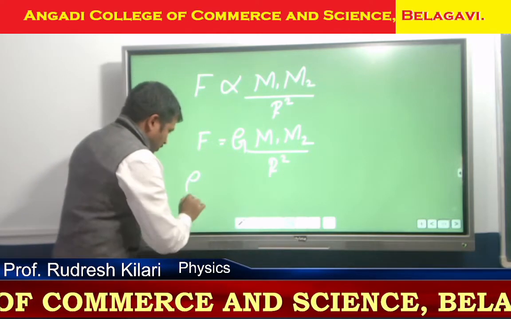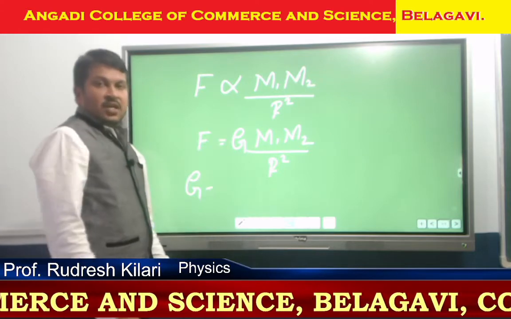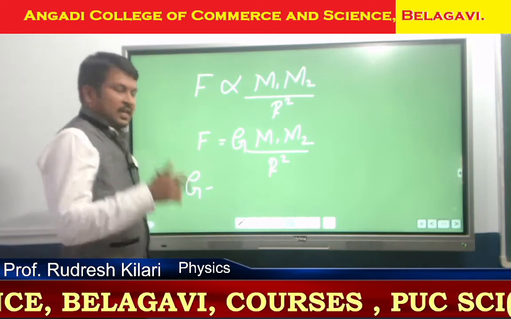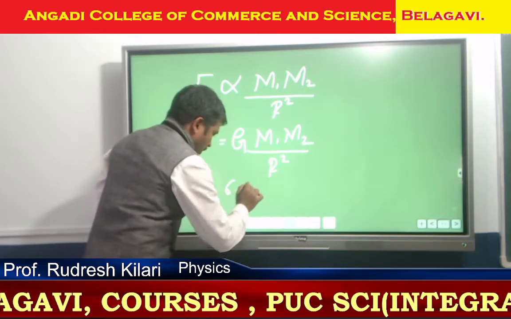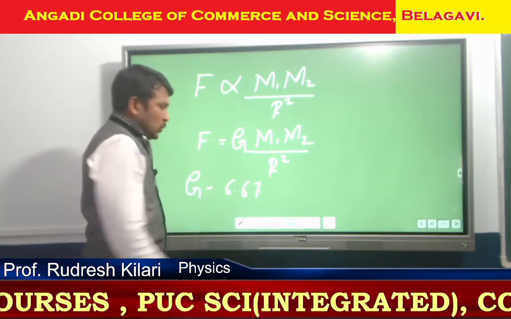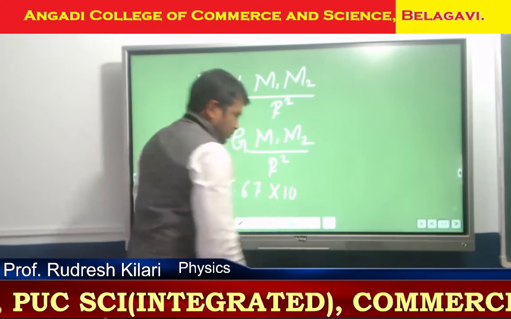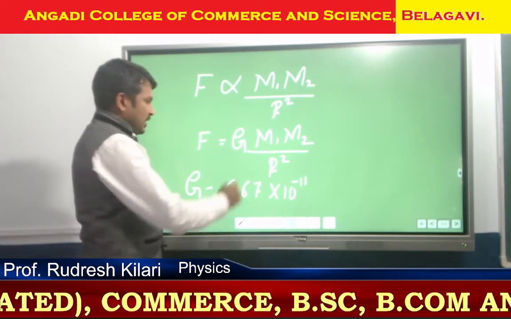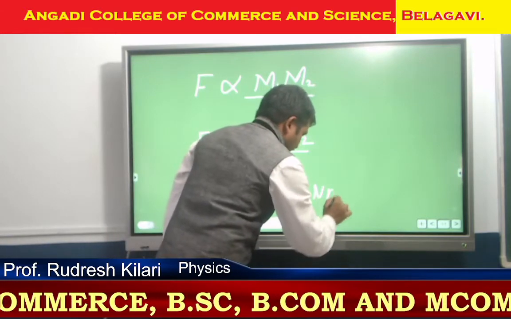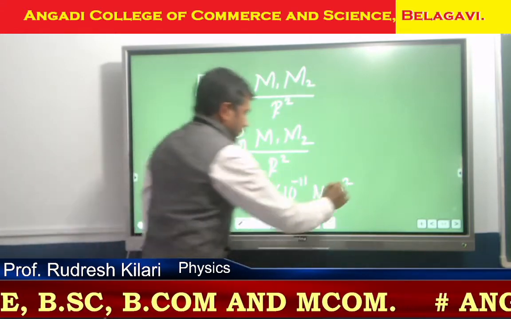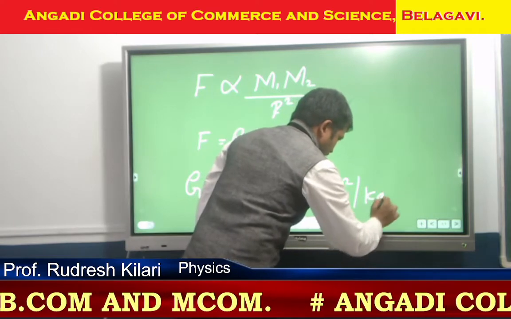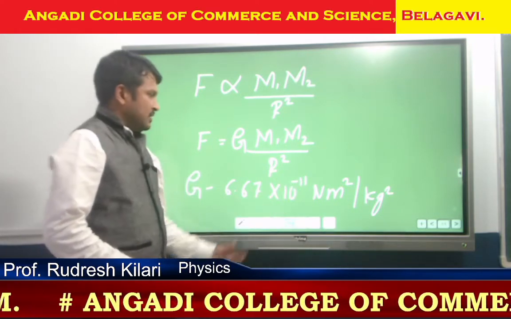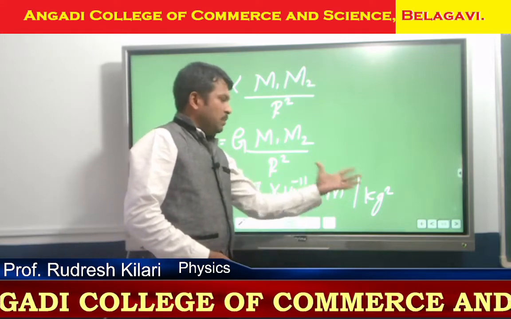divided by r square. What is meant by G? G is the universal gravitational constant. G is 6.67 into 10 raised to minus 11. What is the unit? That is 6.67 into 10 raised to minus 11 Newton meter square per kg square.